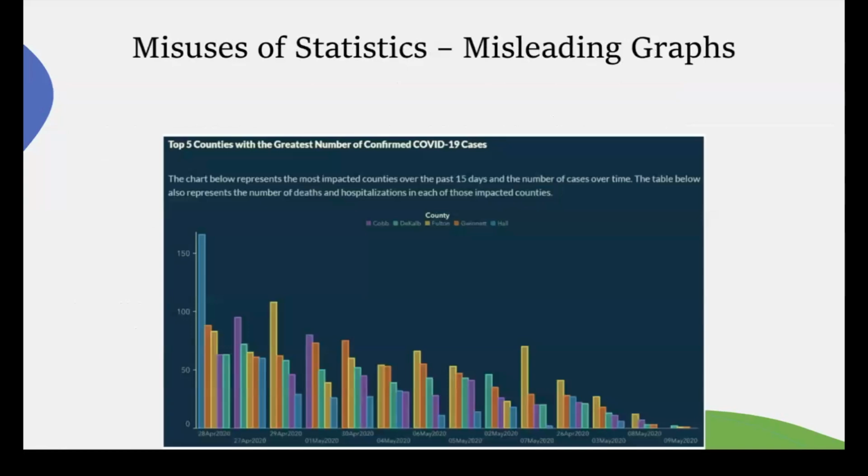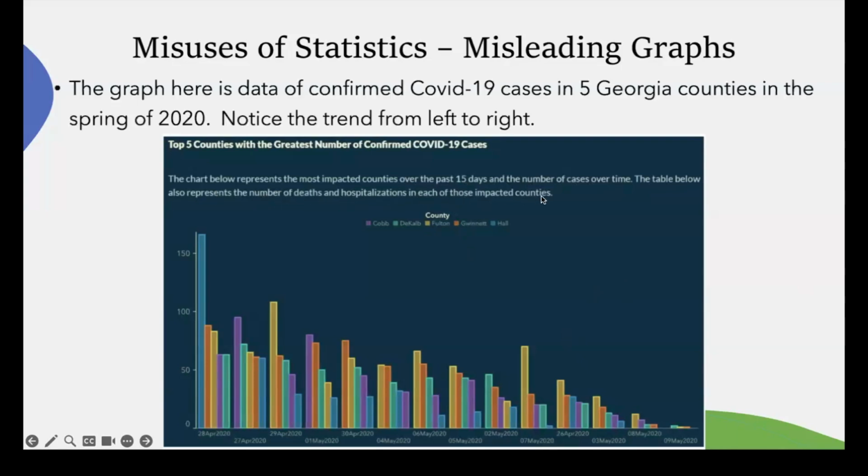Okay, here's another example of misleading statistics. It may be a little hard to read this graph, but this is a recent application of a misuse of statistics. It was COVID-19 cases. The chart below represents the most impacted counties over the past 15 days and the number of cases over time. The table below also represents the number of deaths and hospitalizations in each of those impacted counties. These were counties in Georgia in the spring of 2020.